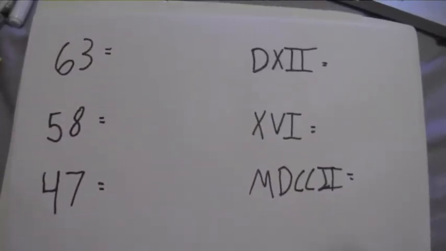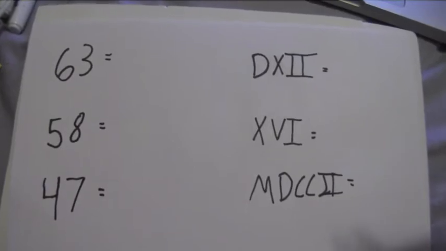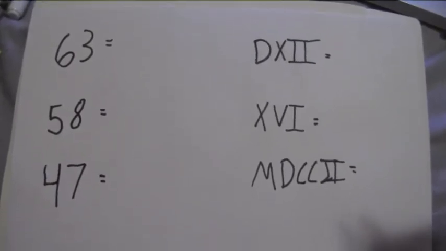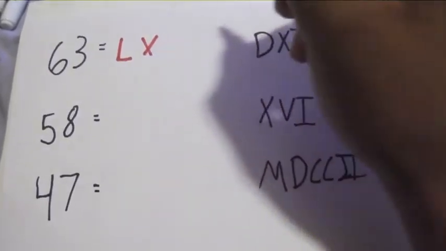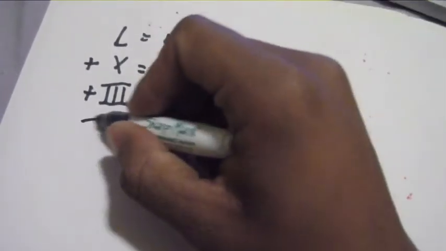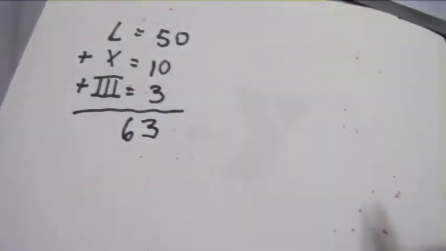So we have 3 numbers from the Arabic Hindu number system and the Roman numeral numbering system. The one on the left is the Arabic Hindu system. So for 63, we will put in L. L equals 50. 50 plus X, which is 10, is 60, plus 3 I's equals 63. I'll show you some more closely. L equals 50, plus X equals 10, plus 3 I's equals 3. Altogether, 63. And that's basically how it works.